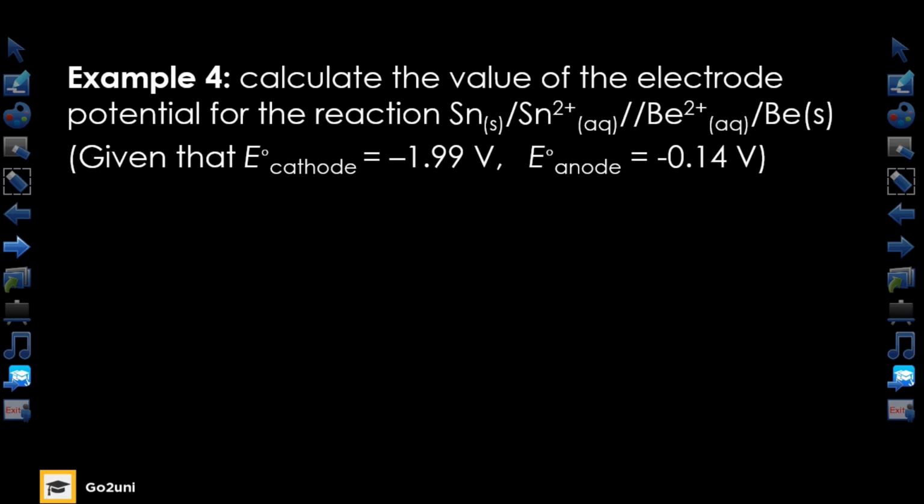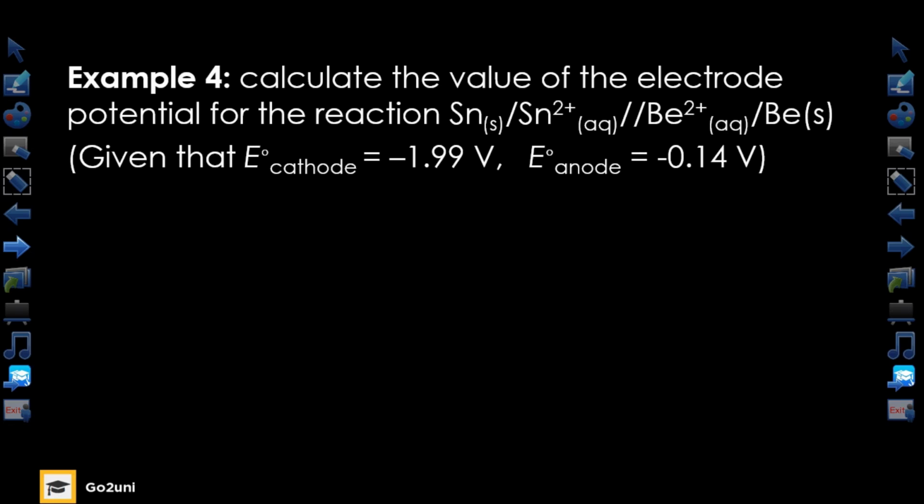As tin is oxidized, beryllium is reduced. Minus 0.14 is closer to being a positive value compared to minus 1.99. And when you are closer to being a positive value, it means you are the reduction potential. So minus 0.14 is closer to the positive value. It means it's going to be the reduction potential, while minus 1.99 is the oxidation potential.